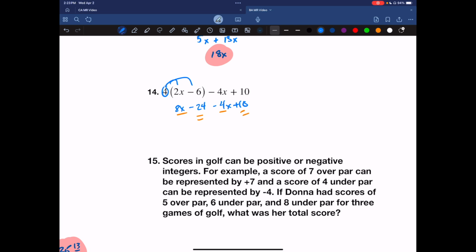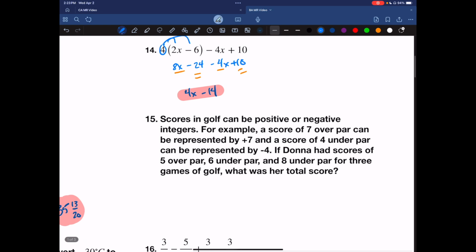Okay. 8 minus 4 is 4x. Negative 24 plus 10, that's going to be minus 14. And that's that. Moving right along.